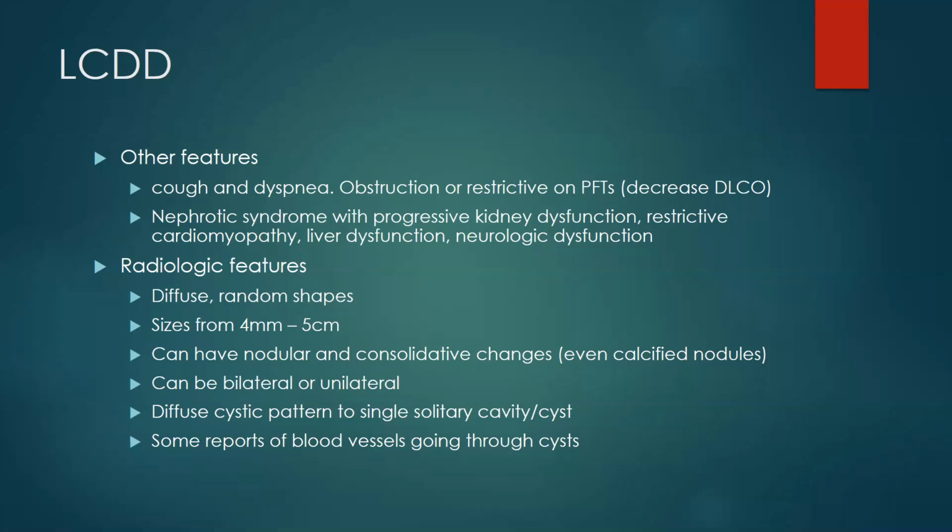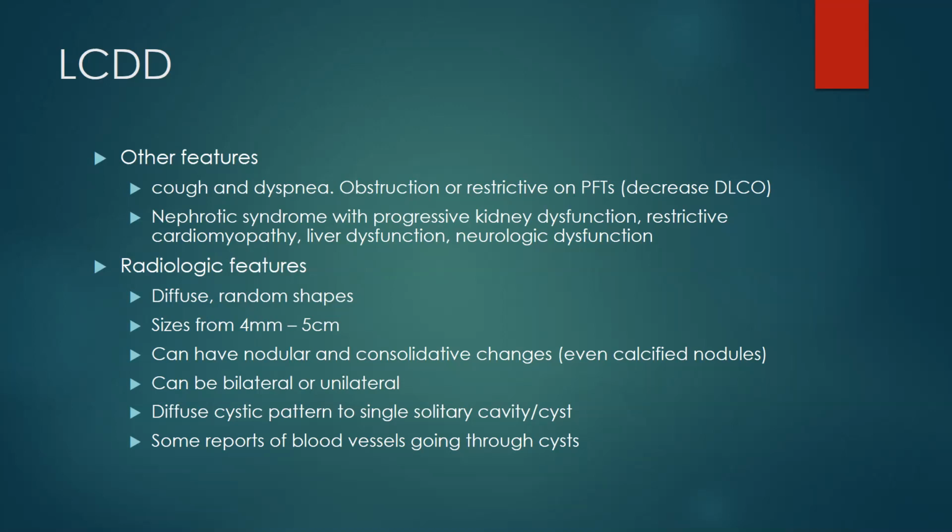Also can be seen as restrictive cardiomyopathy, liver and other GI dysfunction, and then neurologic dysfunction as seen in amyloidosis and neurologic conditions. Of note, in terms of prognosis, when kidney involvement is seen, there is usually about a 32% mortality at 18 months. So it can be a pretty devastating disease.